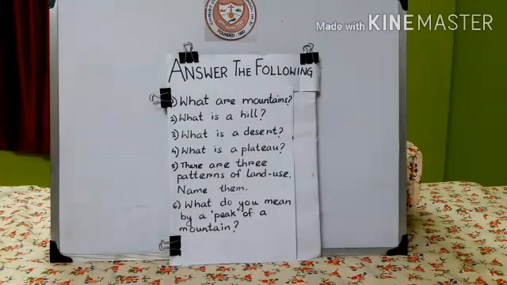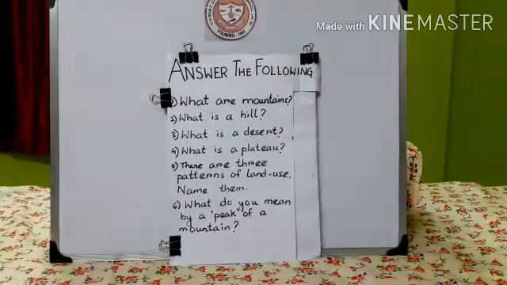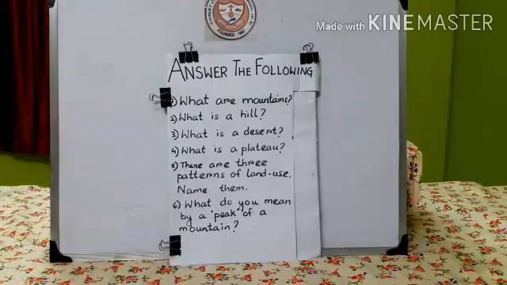Now, question number 3. What is a desert? Sandy plains with little rainfall are called deserts. Have you understood what you have to write? These are short answer questions, so you will just write to the point only.